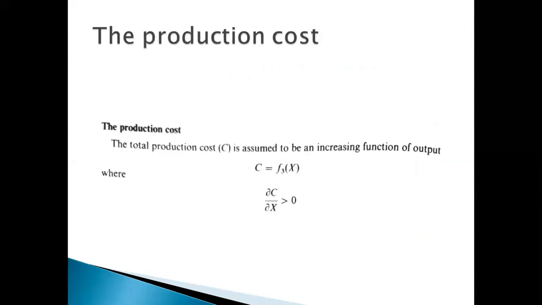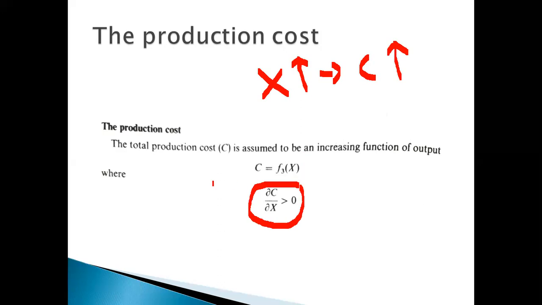Now, coming to the production cost, or cost of production, we simply know that as output rises, definitely the cost of production also increases. That means there is a positive connection between output and the cost of production.